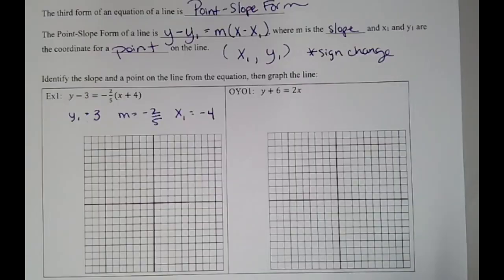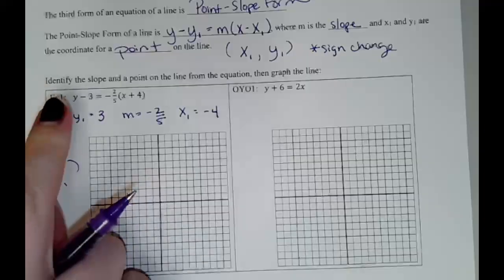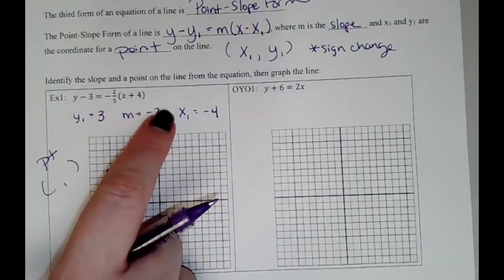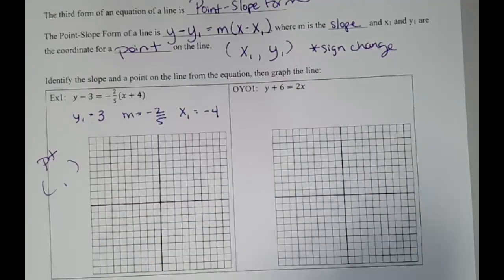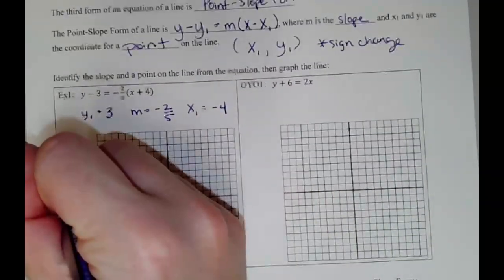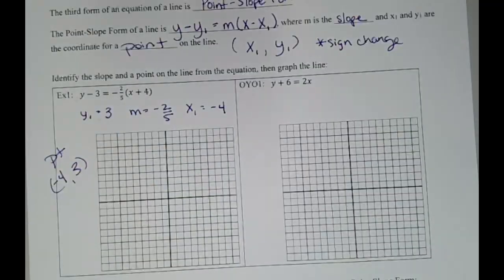A common mistake that people make is when they identify their point, they like to go in order, so they'll probably say 3, negative 4. Keep in mind, it's x1 comma y1. Order absolutely matters. So negative 4 should come first, positive 3 should come second.